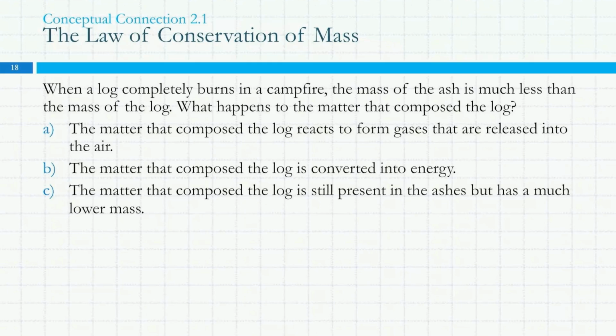You want to say it might be B because it says the matter converted into energy and we get heat out of it. We're not actually converting any matter into energy. Those are nuclear reactions, nuclear chemistry. That's the word I was looking for earlier. Nuclear reactions convert matter into energy. But this reaction, that's not going to happen. And then the matter that composed the log is still present in the ash, but has much lower mass. The mass isn't going to change, so it is A. It reacts to form gases that are released into the air and also releases a bunch of energy as heat.